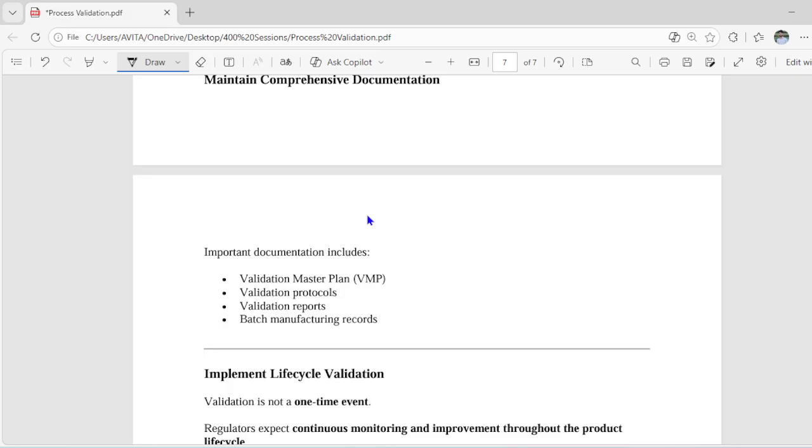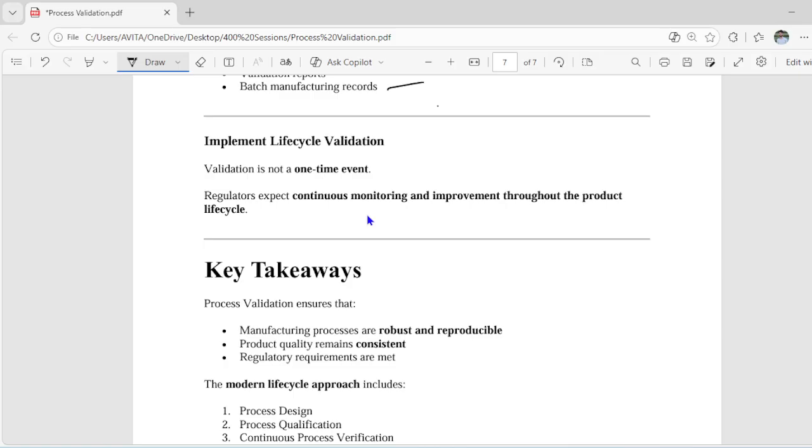Important documentation includes the validation master plan, validation protocol, validation report, and batch manufacturing records. Then regulatory authorities also expect the implementation of life cycle validation. Validation is not a one-time event. Regulators expect continuous monitoring and improvement throughout the product life cycle.